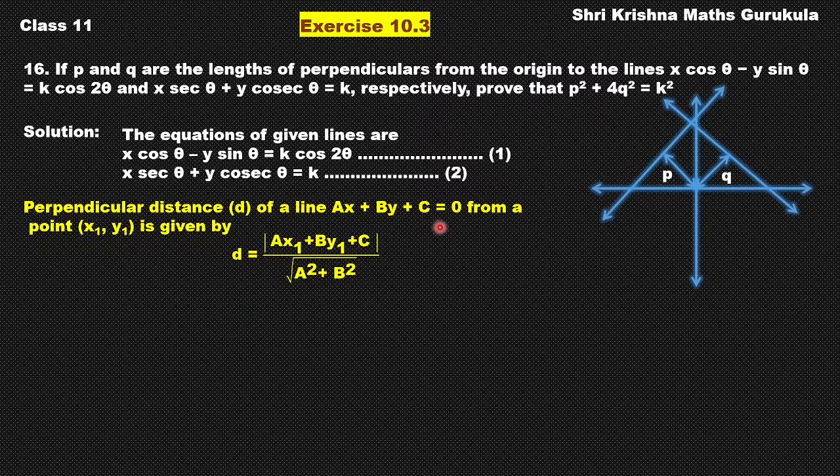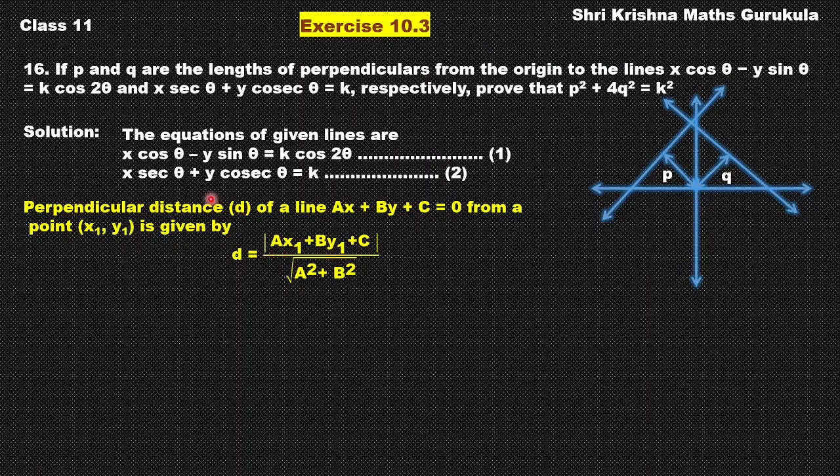So now let us understand. This is the equation of the line. In this case, 1 and 2 are the equations of the line, ax plus by plus c equal to 0 in the standard form. Now, this x1, y1 is the point from which we are calculating the perpendicular distance to the line. What is that x1, y1 in this case? It is the origin. From 0, 0, we are finding the perpendicular distance. They have given the perpendicular distances as p and q. Fine. So, here x1, y1 will be 0, 0.